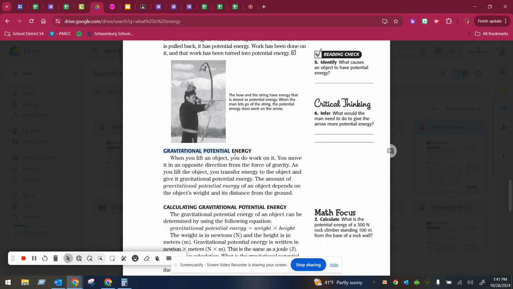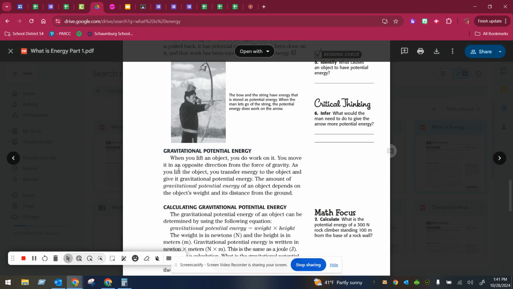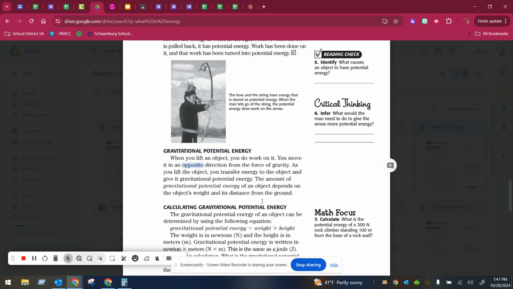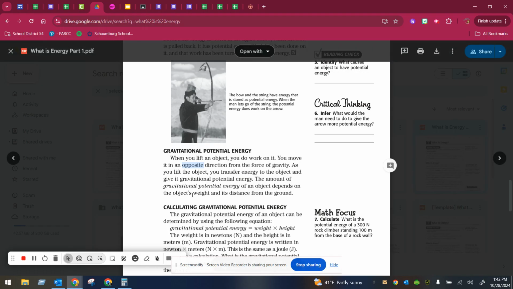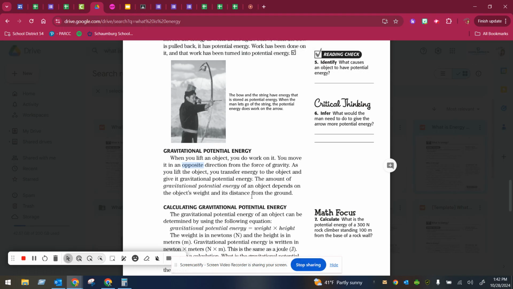Next section, gravitational potential energy. When you lift an object, you do work on it. You move it in an opposite direction from the force of gravity. As you lift the object, you transfer energy to the object and give it gravitational potential energy. The amount of gravitational potential energy of an object depends on the object's weight and its distance from the ground.